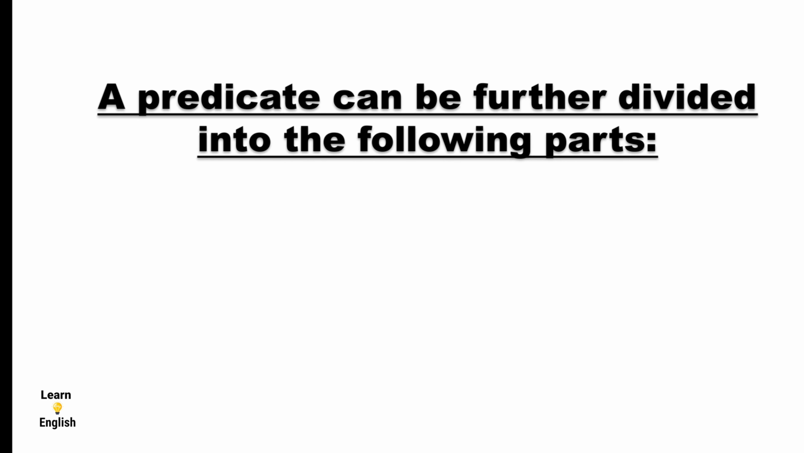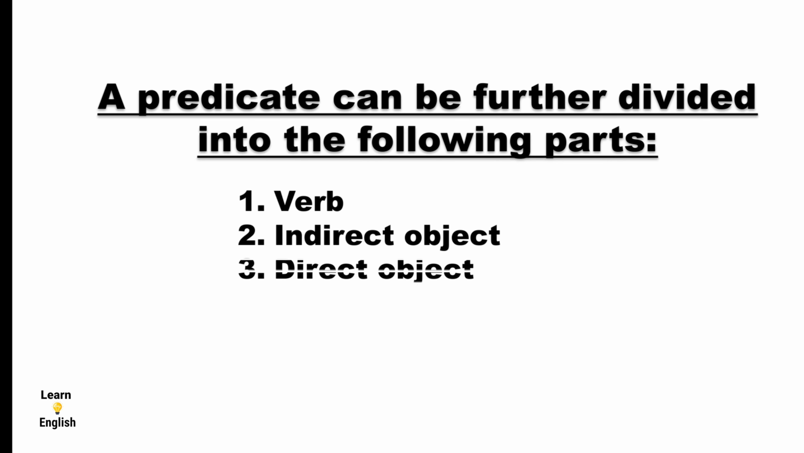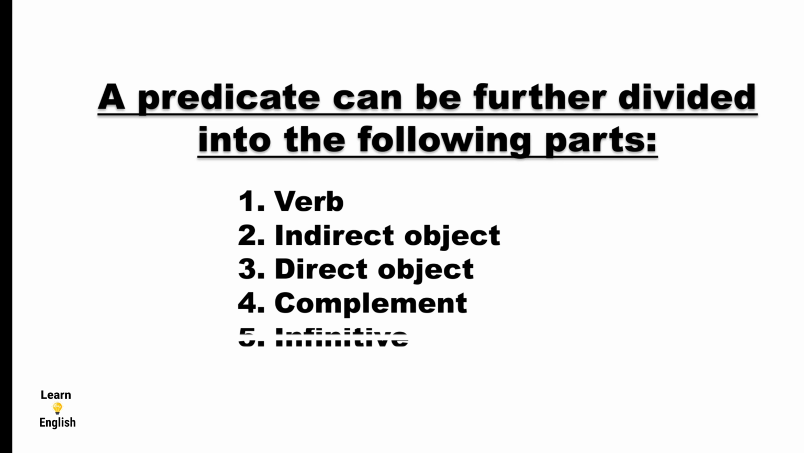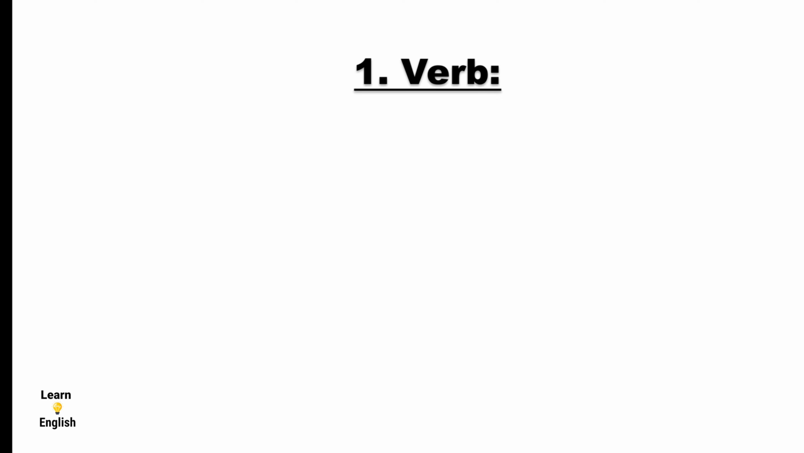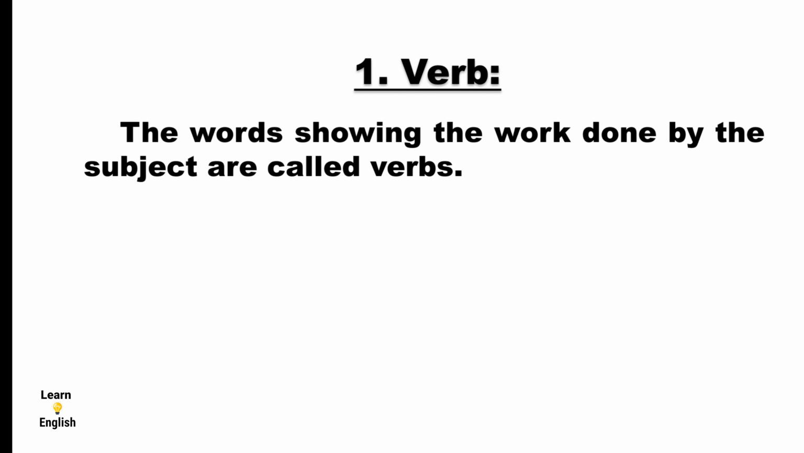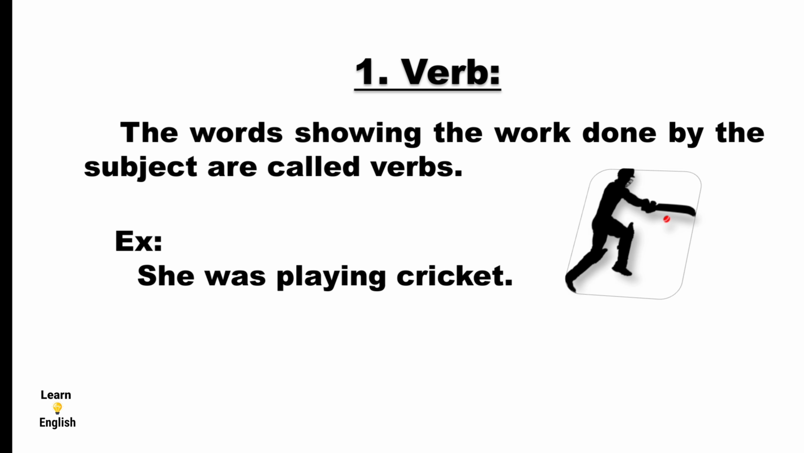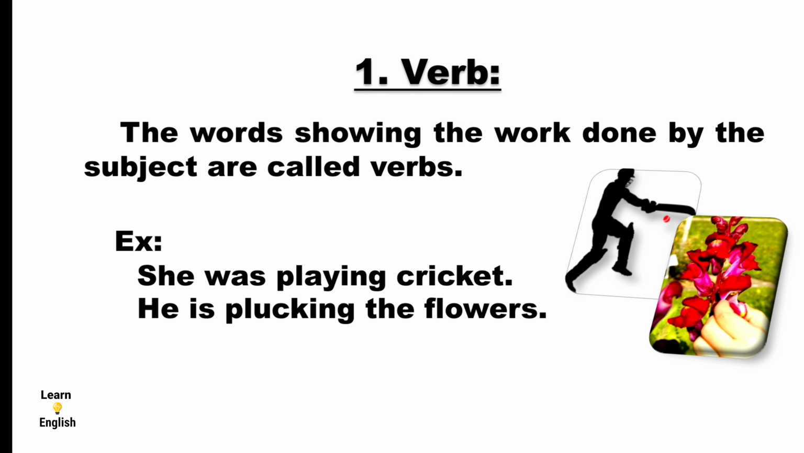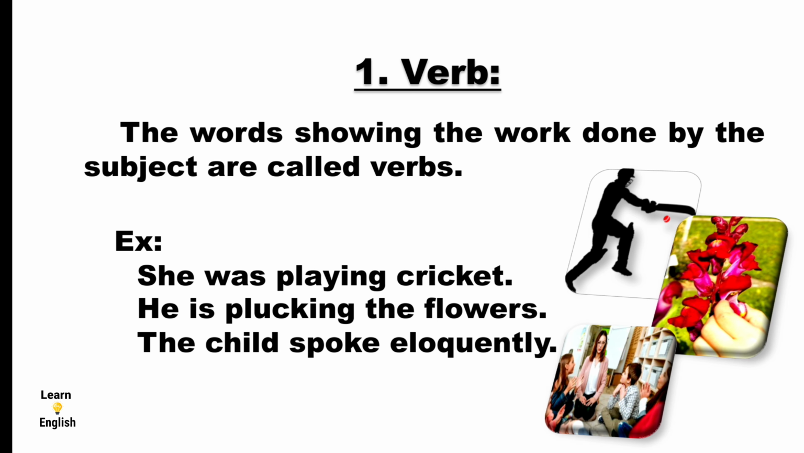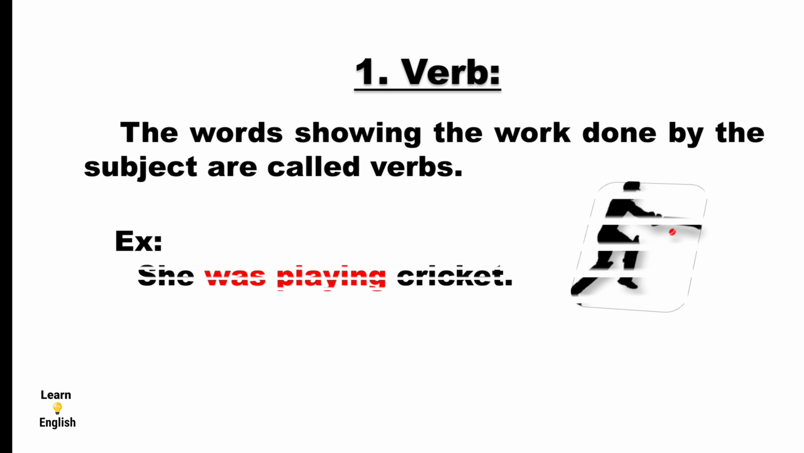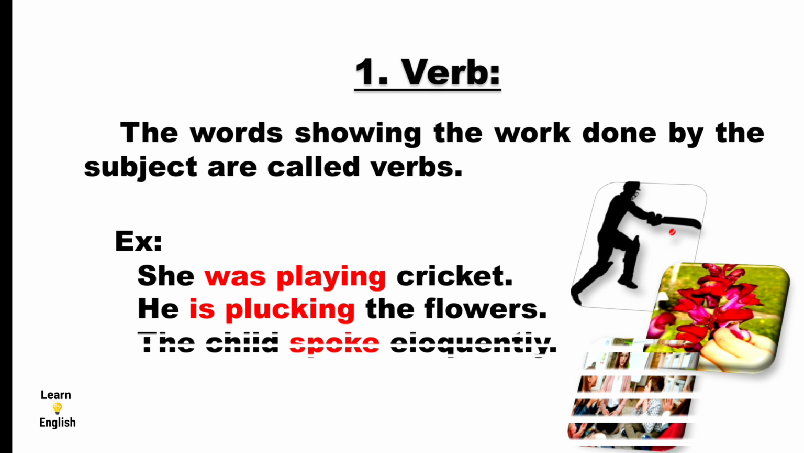A predicate can be further divided into the following parts: verb, indirect object, direct object, complement, infinitive, gerund. First one, verb. The words showing the work done by the subject are called verbs. For example, she was playing cricket. He is plucking the flowers. The child spoke eloquently. In the above sentences, was playing, is plucking, and spoke show the work done by the subjects. Such words are called verbs.